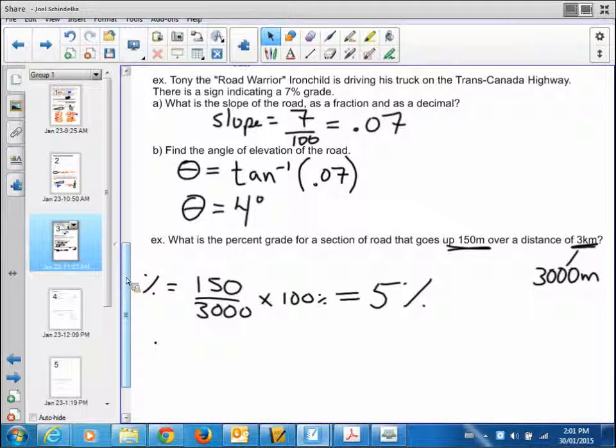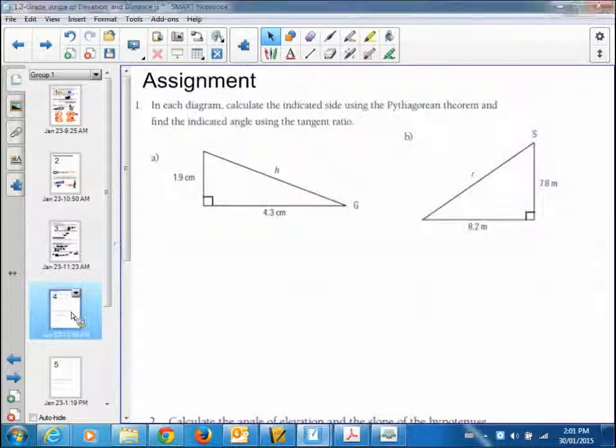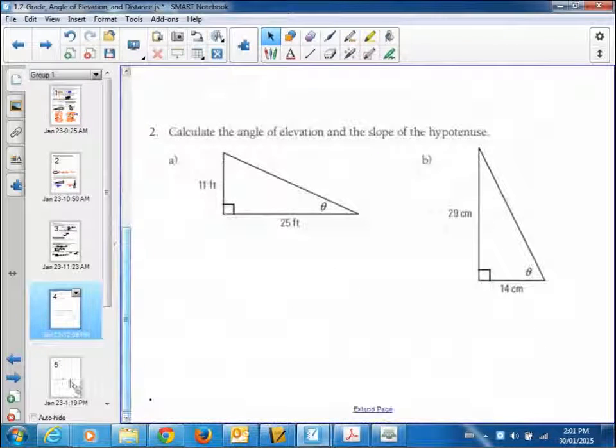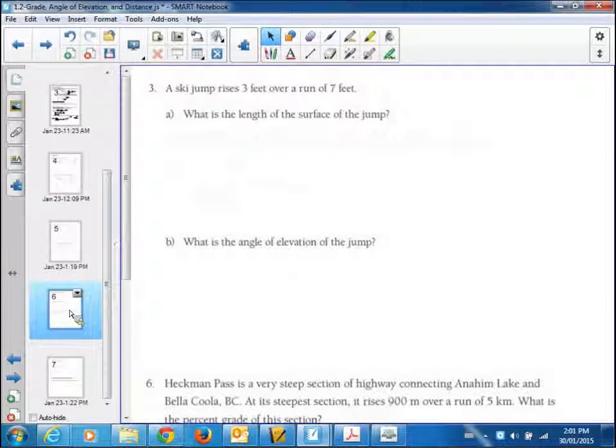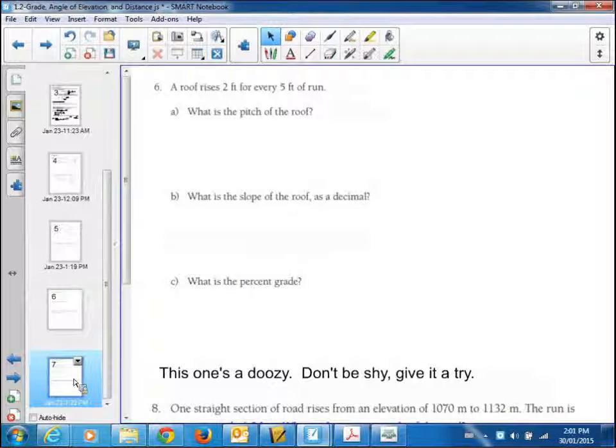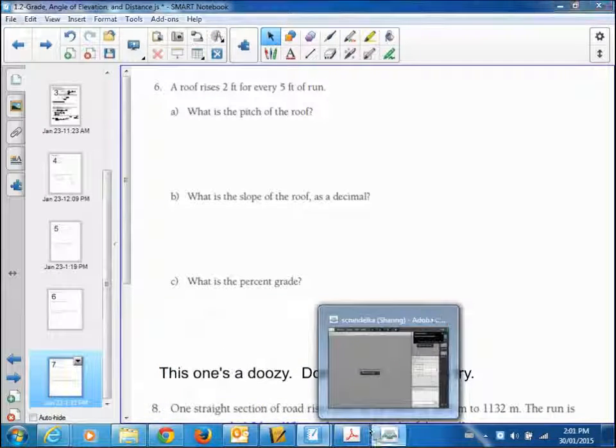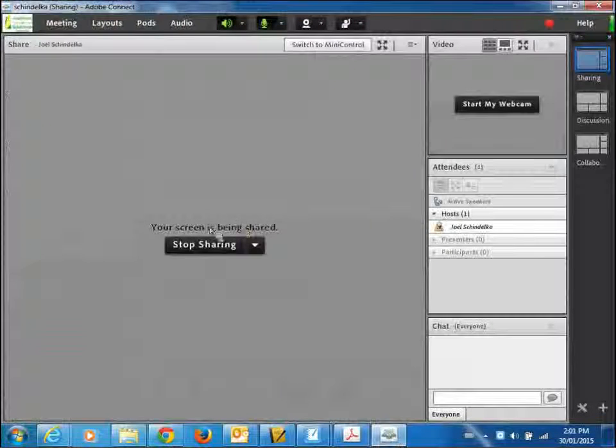Okay. Now you guys have all the tools, and that's a lot, to look back on the assignment as you look through the assignment and do these questions. It all comes from those, okay? And as it gets there, you see that later on the last page? This one's a doozy. Don't be shy. Give it a try. There's some tougher ones. There's some tough stuff.